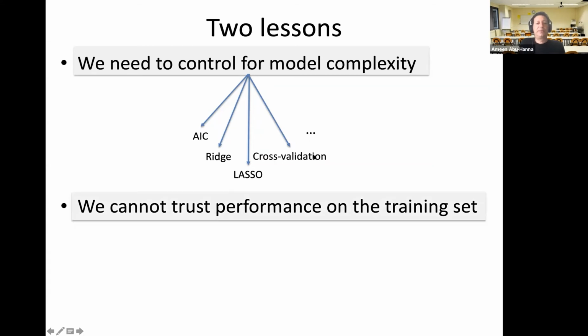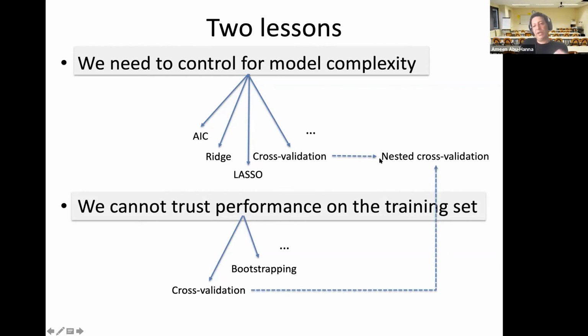We'll talk about these in this order. And then we've seen that we cannot trust the performance on the training set, and we must find a way to give an honest estimate, but you hope that you don't lose too much data. So we could do that by something called cross-validation or bootstrapping. Now, you probably noticed that cross-validation is mentioned in both of them. And indeed, there's a way to do nested cross-validation where you take care of the complexity and have an honest bias at the same time.